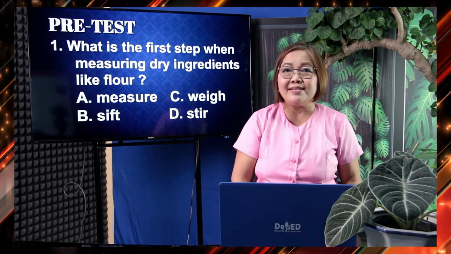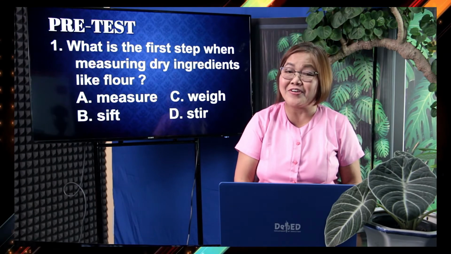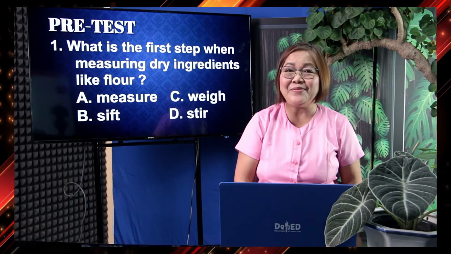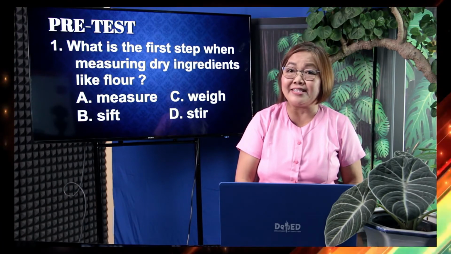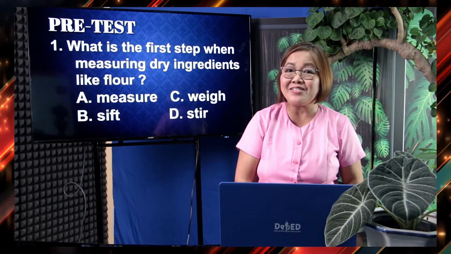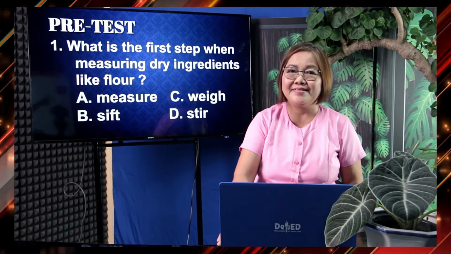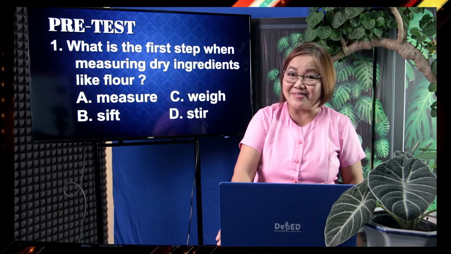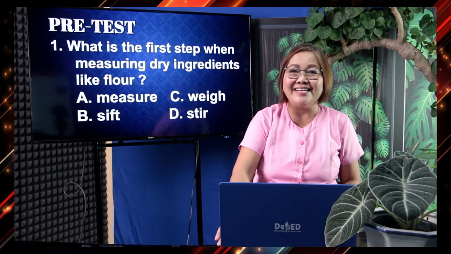Shall we start now? Okay, question number 1. What is the first step when measuring dry ingredients, like flour? A. Measure. B. Sift. C. Weigh. Letter D. Stir. Time starts now. Time's up. The correct answer is letter B. Sift.